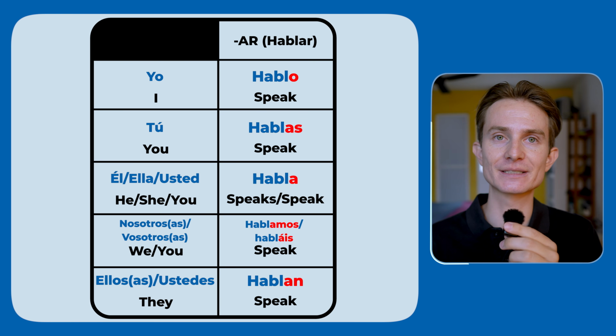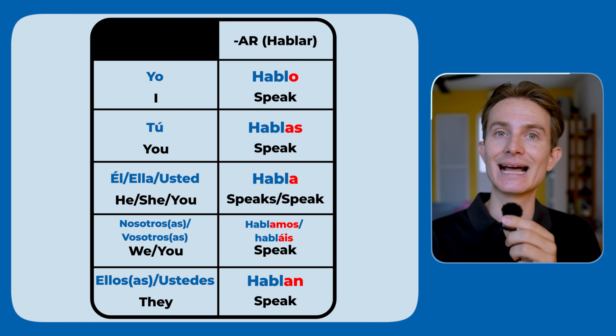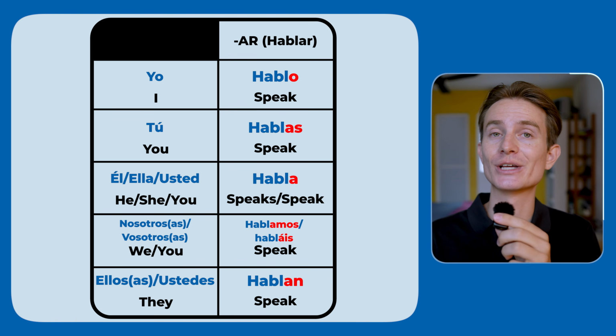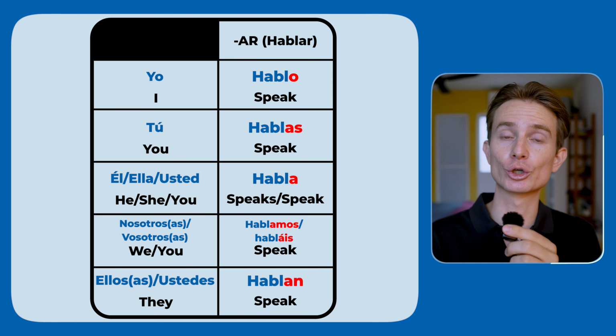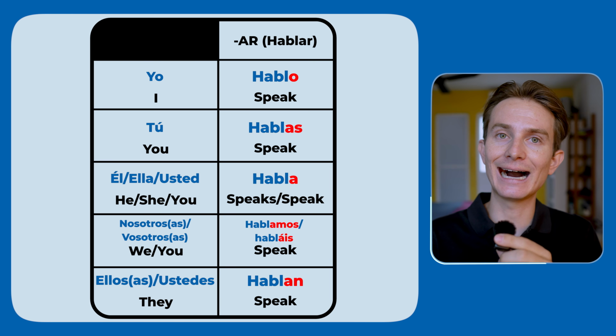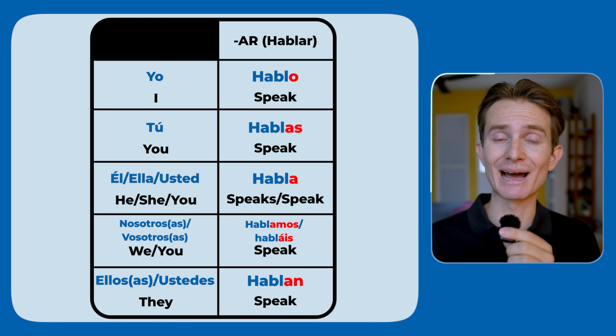To conjugate the regular AR verb hablar into the present simple tense, we would follow the pattern of yo hablo, tú hablas, él, ella, usted habla, nosotros hablamos, vosotros habláis, ellos, ellas, ustedes hablan. All regular Spanish verbs follow conjugation patterns.